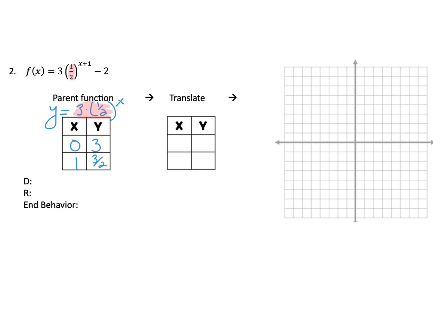So now I will translate this. So what does it do? It looks like 1 left and 2 down. So I'm going to subtract 1 from my x's to give me -1 and 0. And I'll subtract 2 from my y's to get 1 and -1/2. I'm going to sketch in my horizontal asymptote, which is at y equals -2 now because of the shift down 2.